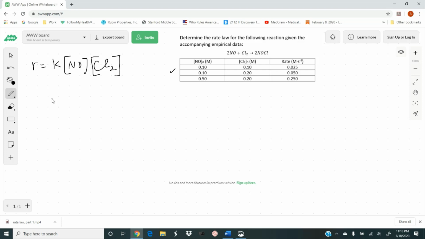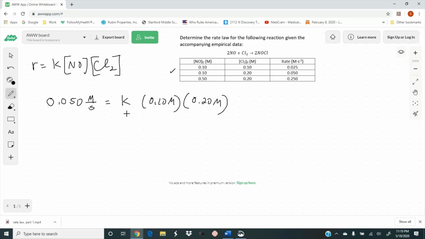So R is 0.050, and the units are moles per liter per second, which is molar times second to the negative first. That is equal to K times the concentration of NO, which is 0.10 molar to the first, times the concentration of Cl2, which is 0.20 molar to the first. If you didn't have the exponents, you couldn't do this. Now you can, because now we know what the exponents are.